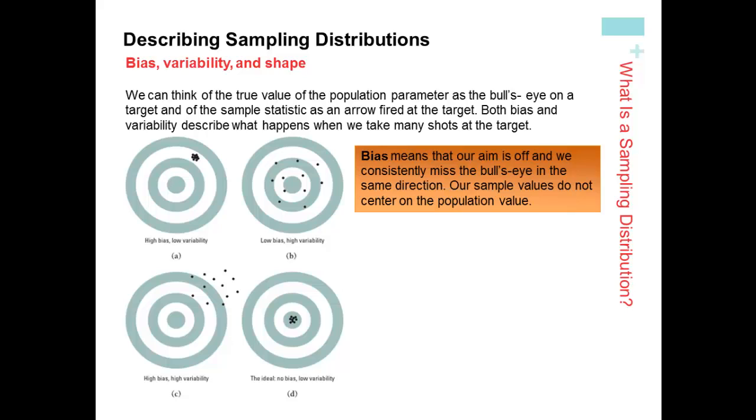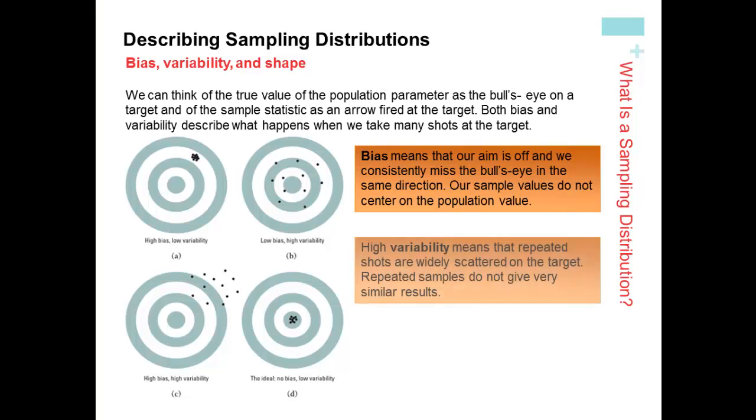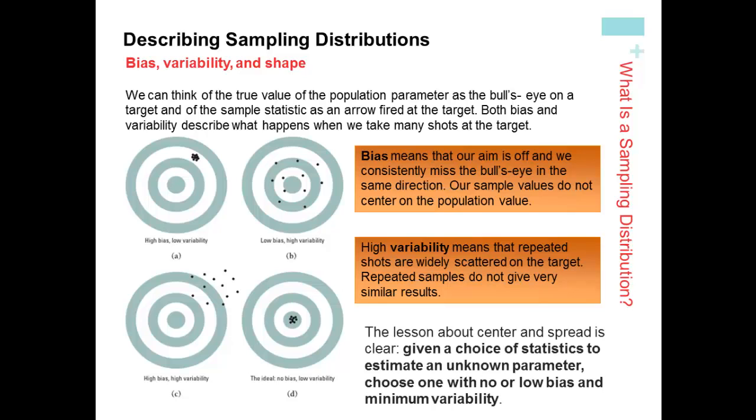Bias again means that our aim is off and we consistently miss our bullseye in the same direction. Our sample values do not center on the population value. High variability means that repeated shots are widely scattered on the target. Repeated samples do not give us similar results. The lesson about center and spread is clear.